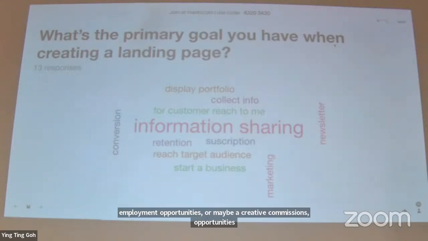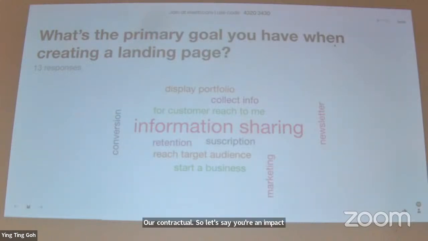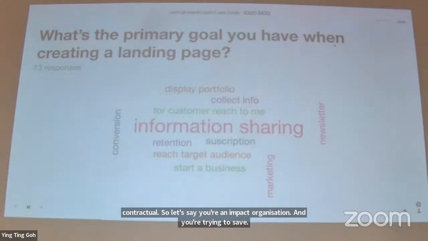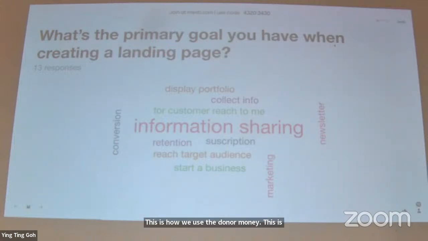Usually when we tend to display information, it can be factual. So let's say you're an impact organization and you're trying to say, this is how we've used the donor money. This is how we're impacting things on the ground. This is our theory of change. This is why your money is valuable to our cause.